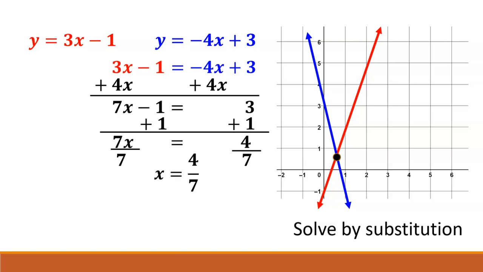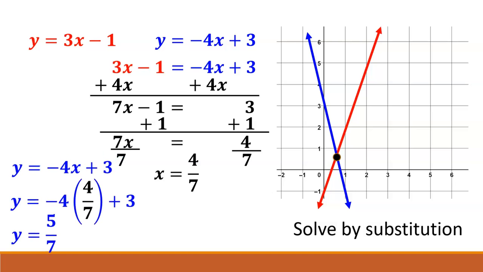And that gives us a solution of x equals 4/7. Well, it gives us half a solution. We still need to know what y is. And to find y, we can go back to either one of the equations we started with and substitute 4/7 in for the x. Once we do that, we can solve for y, and we see that the y-coordinate of our point of intersection is 5/7. So our solution is that x equals 4/7 and y equals 5/7.